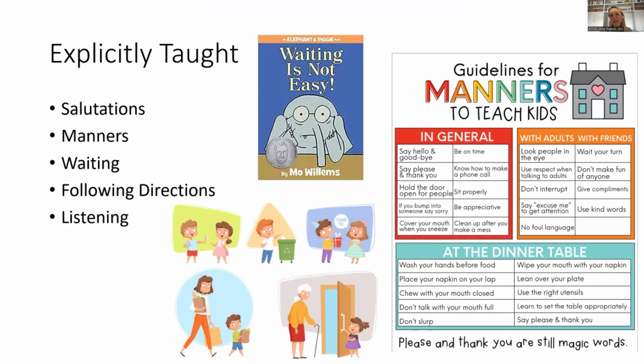I love that book, Waiting Is Not Easy by Mo Willems. All of his books are social stories, so it really helps kids understand things like waiting or going to a party. Following directions is really important. Many people think following directions has to do with receptive language, like understanding the actual language that is being told to you, but really it's about safety. And listening goes hand in hand with that as well, and listening shows that we care about what somebody else has to say. Okay, next slide.